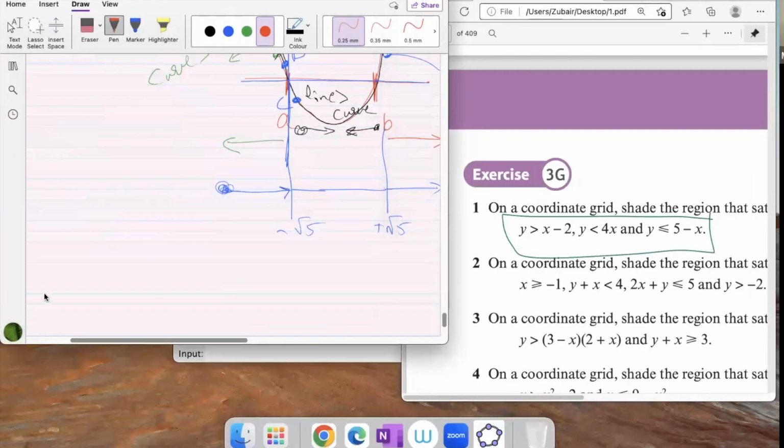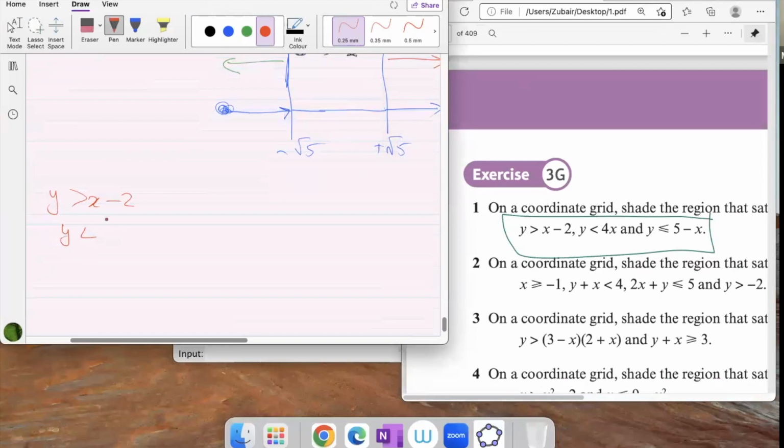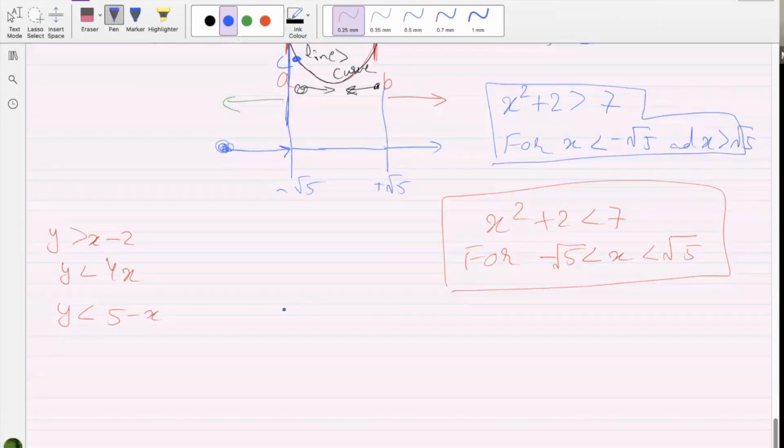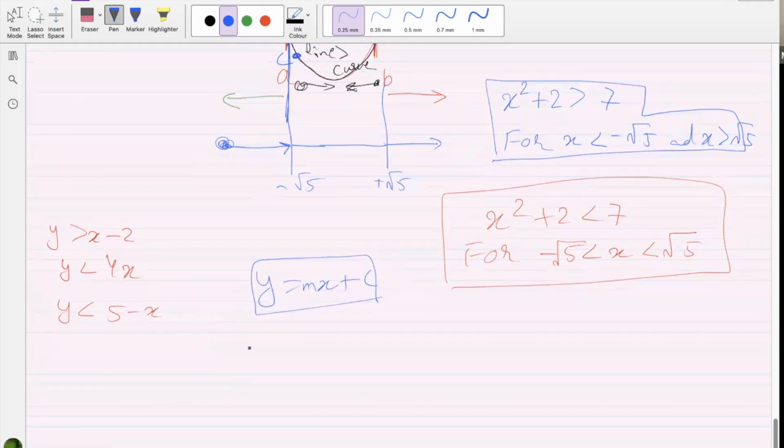Consider this. This is y is greater than x minus 2, first equation. y is less than 4x, second equation, and y is less than 5 minus x, third equation. Recall y equals mx plus c. M was the gradient and c is the y-intercept. So if you consider the first equation, you can say y equals x and the intercept is -2. Just a simple sketch.